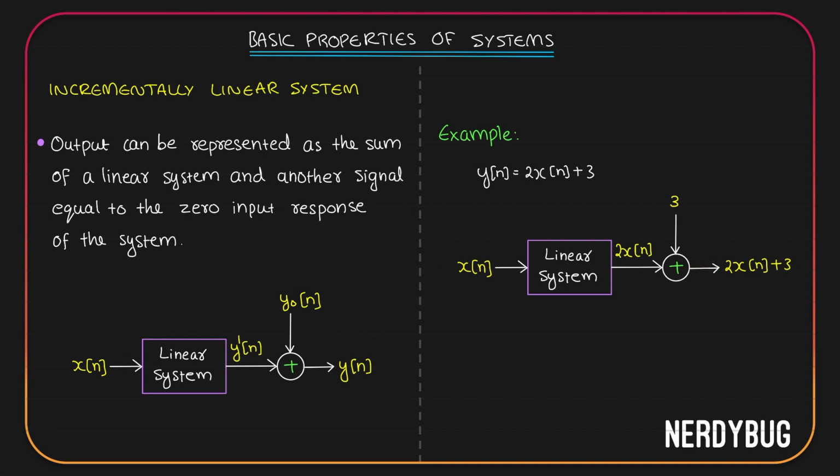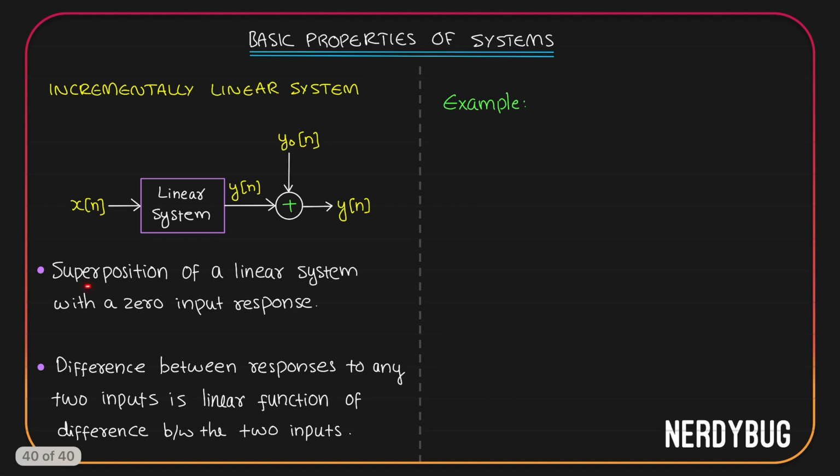Conclusion is, it can be represented as the sum of a linear system and another signal that is equal to the 0 input response of the system. 0 input response is the output it gives when input is equal to 0. Such systems have a name. We call them incrementally linear systems. We can say it is a superposition of a linear system with a zero input response.